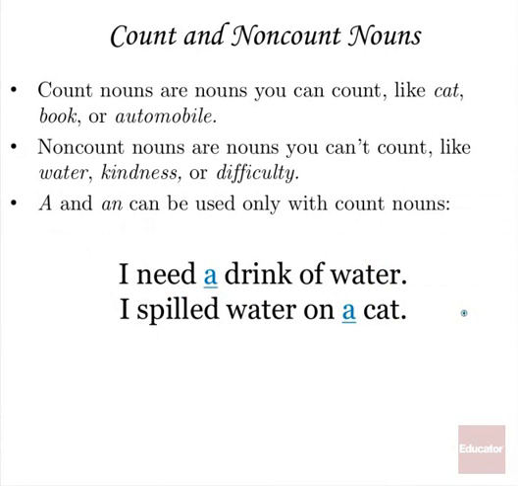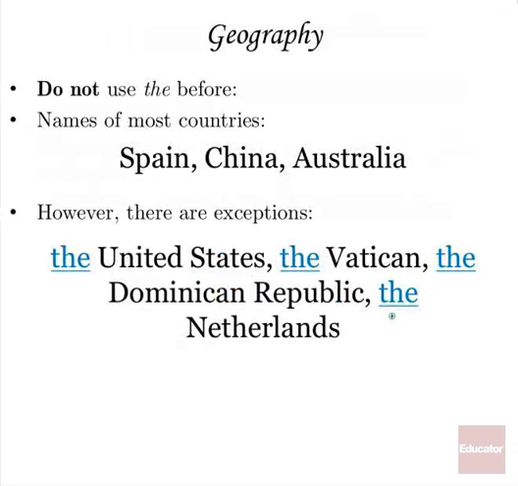All right. A and an can only be used with count nouns because, of course, those are the ones that can be singular and plural. I need a drink of water. Drink is a count noun. 1 drink, 2 drinks. I spilled water on a cat. Count noun. 1 cat, 2 cats. So you can use a and an with those.